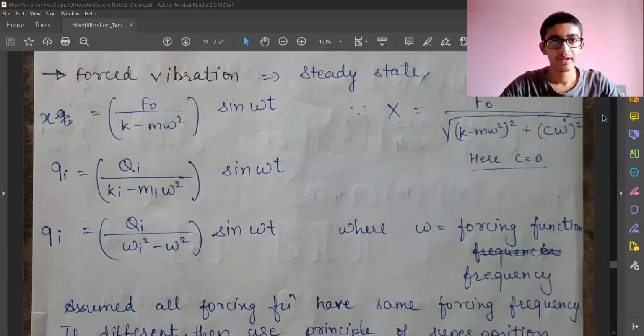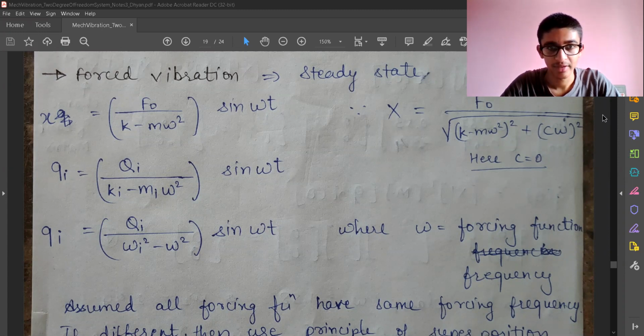Till now, we have seen free vibration response, how to write the equations of motion for multiple degrees of freedom, how to convert the equations of motion into modal coordinates, then solve them using the decoupled system and the initial conditions, and again convert back to the original coordinate system. Now we'll see the things related to forced vibration.